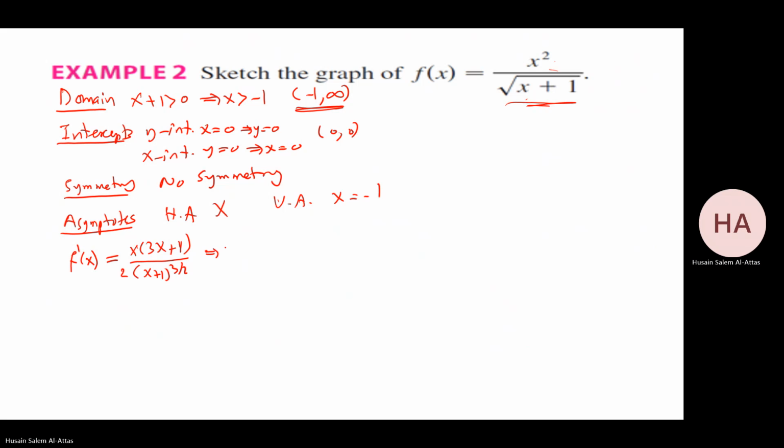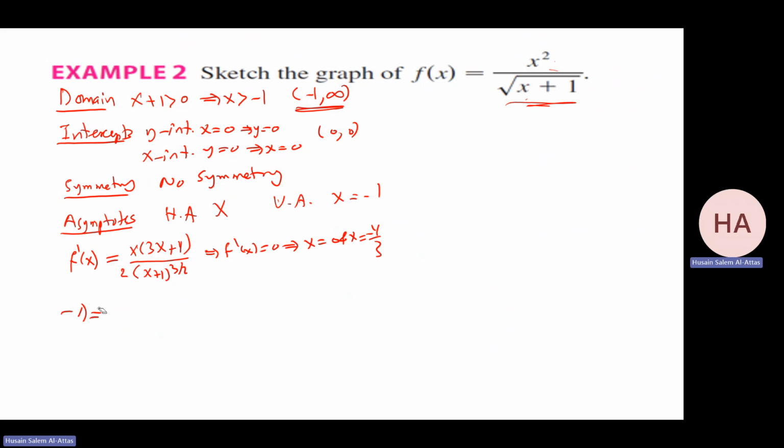So f prime equal to 0. That implies x equals 0 and x equals minus 4 over 3. By the way, you have a point of discontinuity at x... oh, no need. Actually, it's an endpoint. Okay, f double prime.